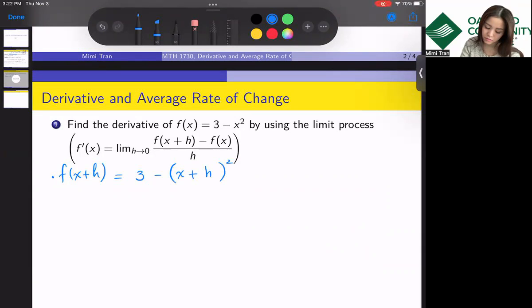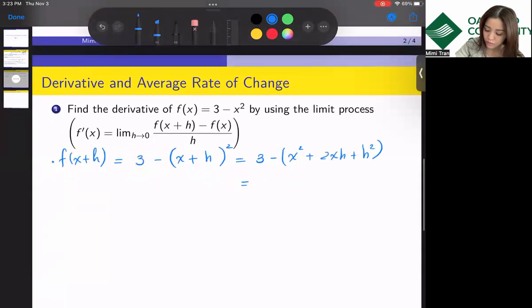I'm thinking, should I expand it now? I think I should. So I have 3 minus, in here you can use the Pascal triangle, or you can expand it into 2 binomials and then FOIL it. I'm going to use the Pascal triangle here. So it'll be x squared plus 2xh plus h squared. Distribute the negative. I have 3 minus x squared minus 2xh minus h squared.